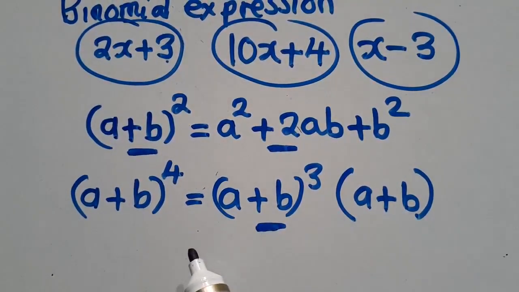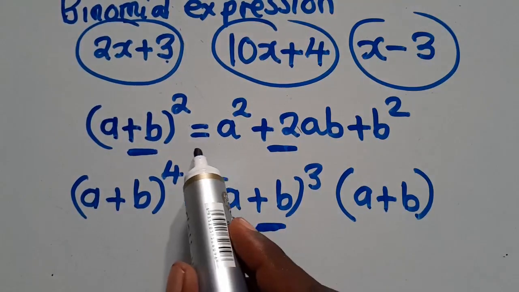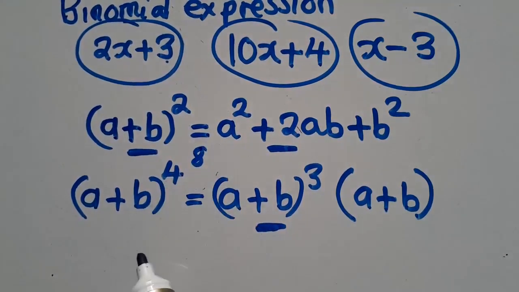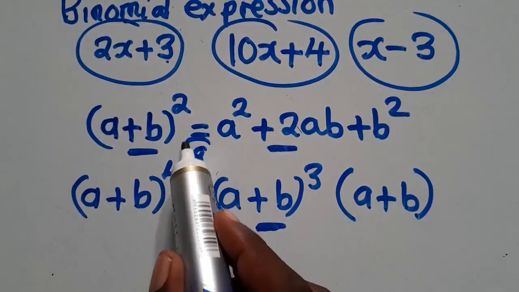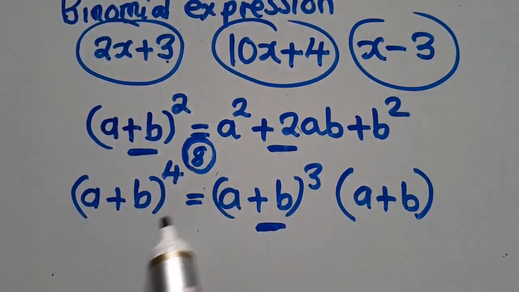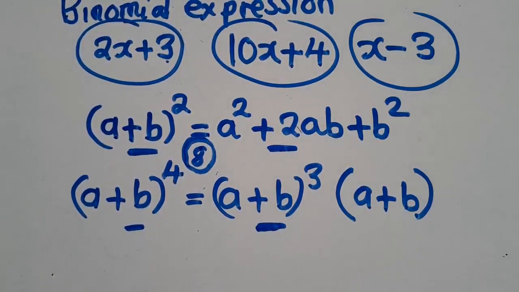In a case where you've got a power such as 8, you discover that you are going to waste a lot of time expanding this. That's why binomial expansion was introduced. This method of multiplying is tiresome, and therefore there is a need for a method of finding binomial expansions without multiplying.